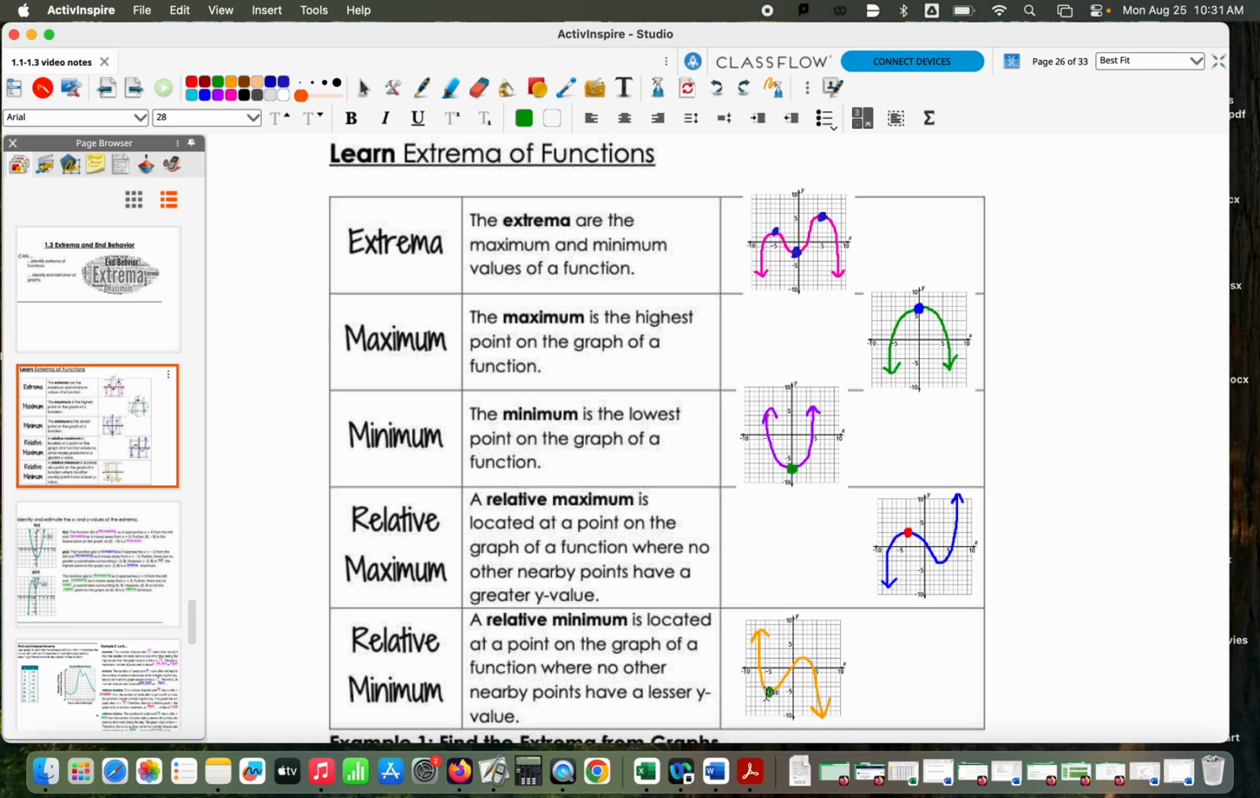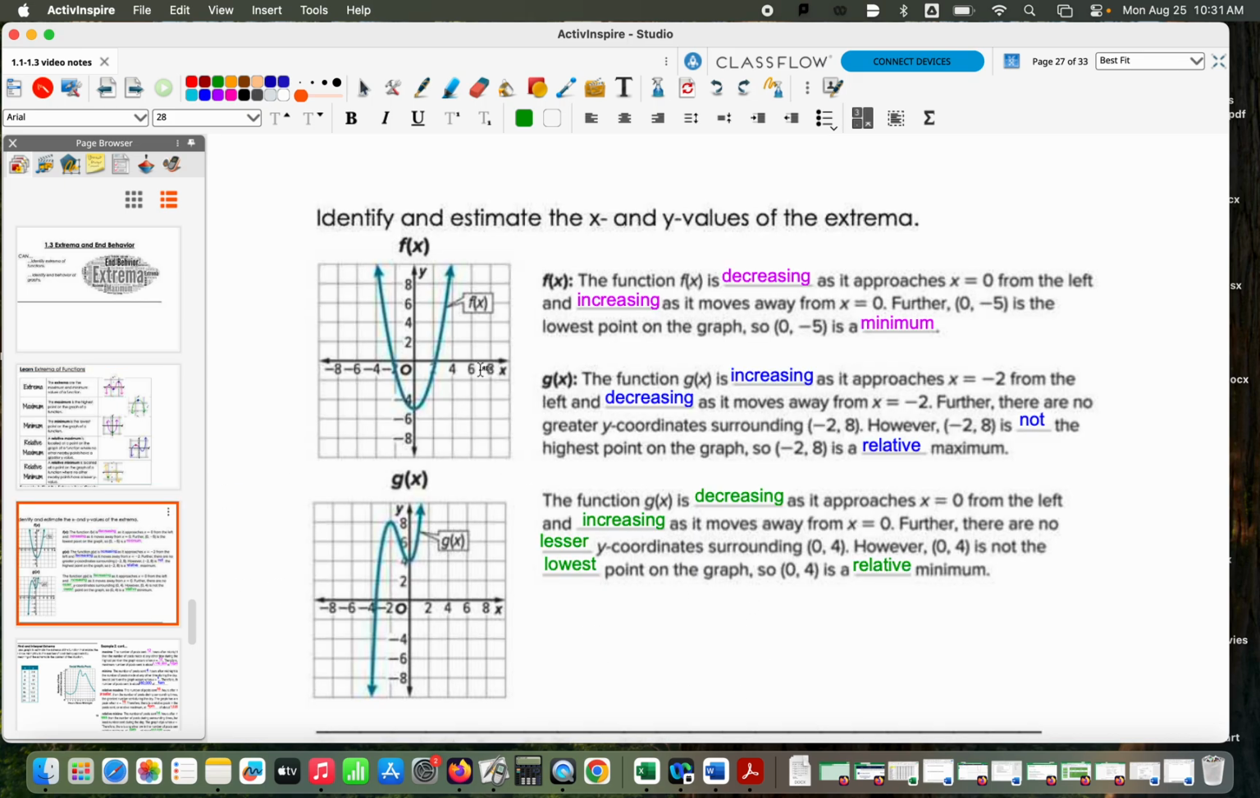On the flip side, this one here is a relative minimum because it is a low point, but there are other points that will be still lower. You can also see this one has a relative max, this one has a relative min as well. So we're just analyzing graphs, seeing what we can figure out.